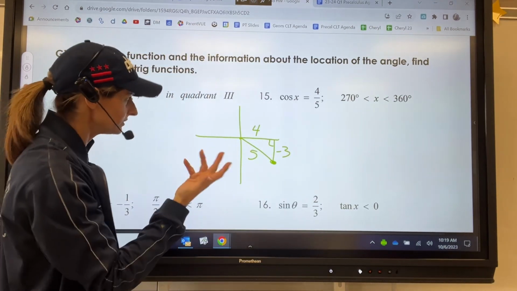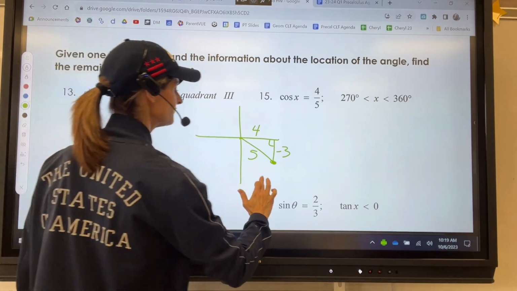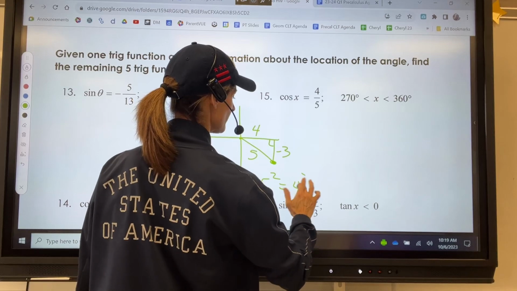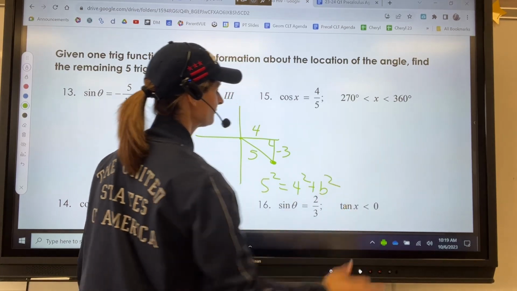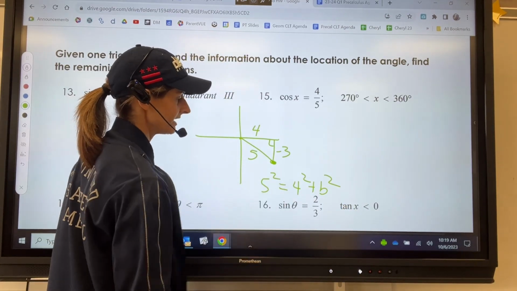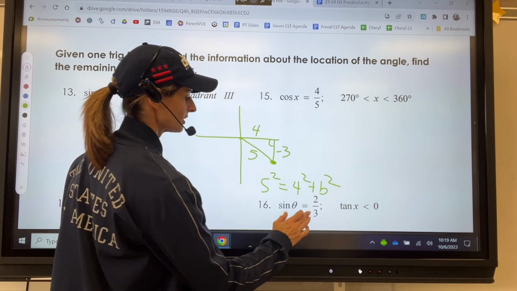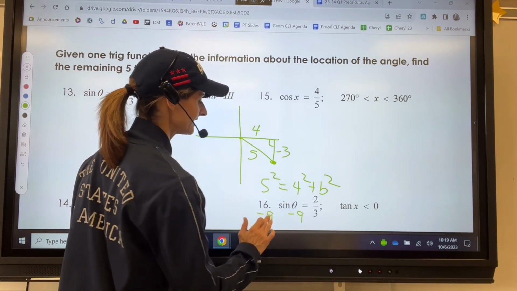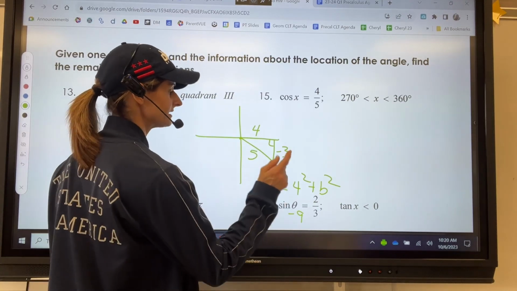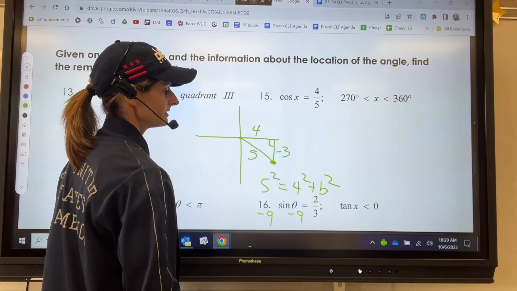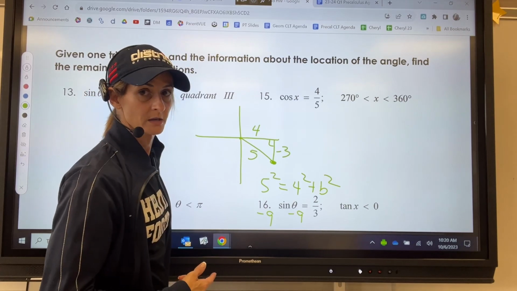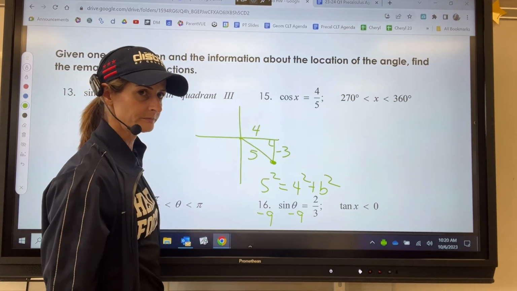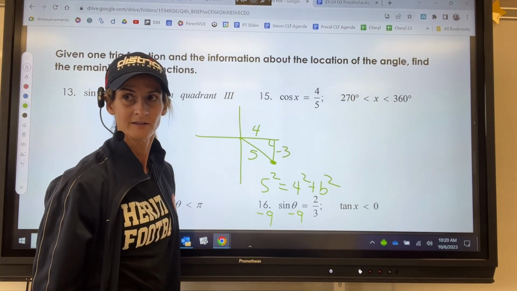If you were to do it with the Pythagorean theorem, you'd do 5 squared equals 4 squared plus b squared. You'd solve for b. That's a 25, that's a 16. Subtract the 16 from both sides. 25 minus 16 is 9. The square root of 9 is 3. The Pythagorean theorem is going to give you 3, but you know it's negative 3 because it's going down. Are you with me?